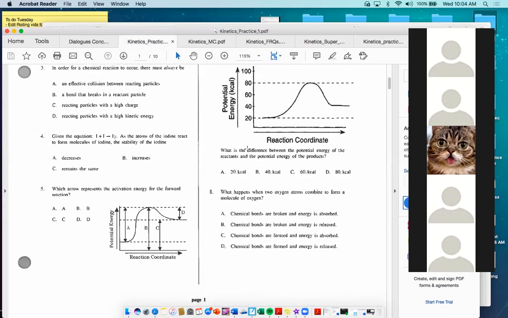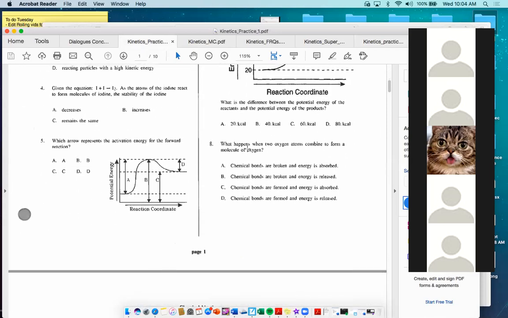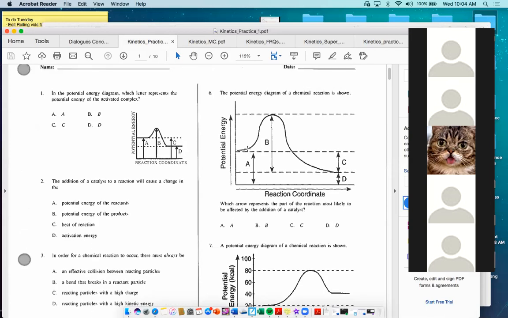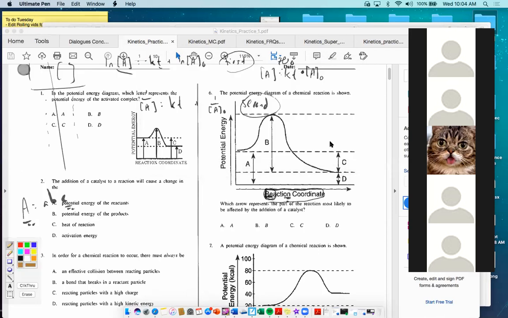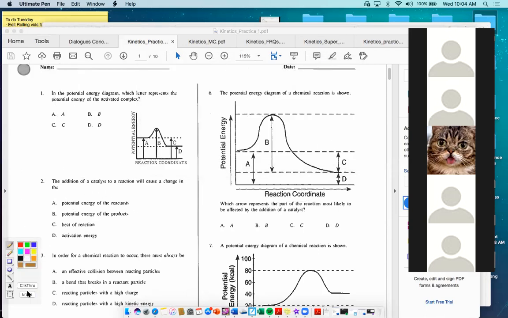All right. Let's see. I'm just going to go over some of these questions that I think would be most beneficial for us. And I'll do some of these, and then I will also call on some folks. So I'm looking at the Kinetics Practice 1 worksheet packet. I'm looking at this first question here. Let me zoom in a little bit, actually.